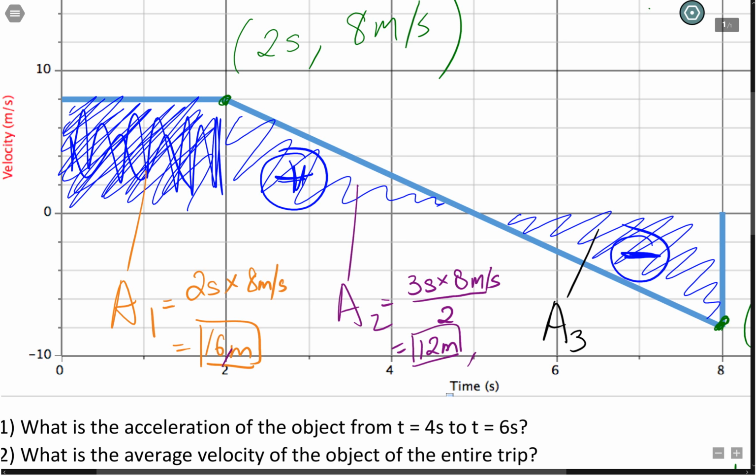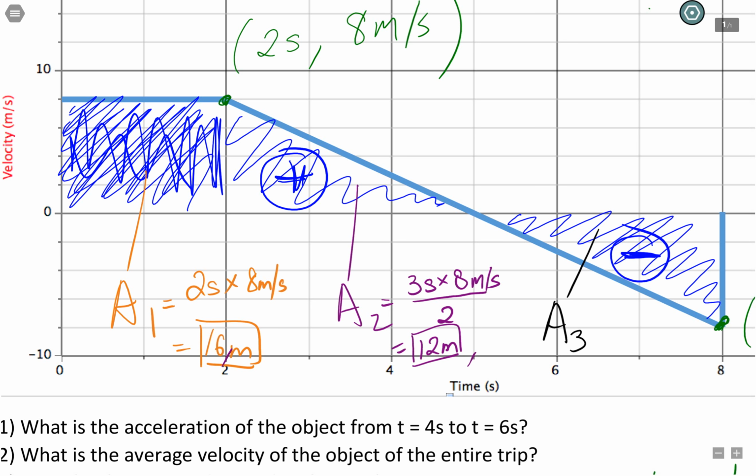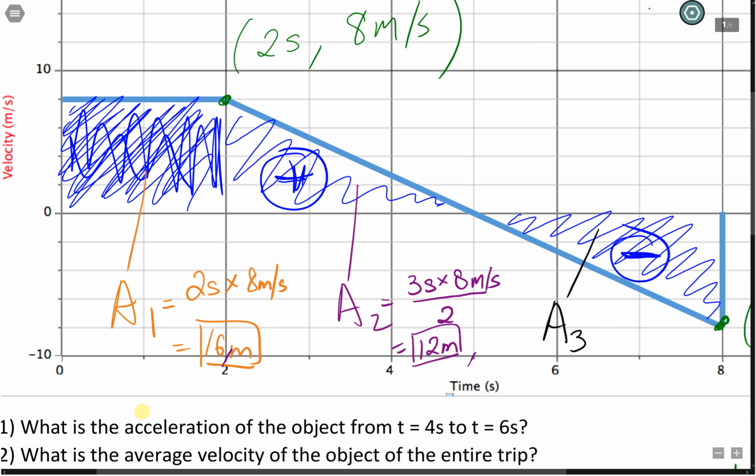In our third region, if you go by default, the area underneath my second region and my third region is going to be the same, but just negative. You can do that. Or walking this one over, we have this as 3 seconds multiplied by, over here, negative 8 meters per second, divided by 2 as the area of our triangle. Here we have negative 12 meters.